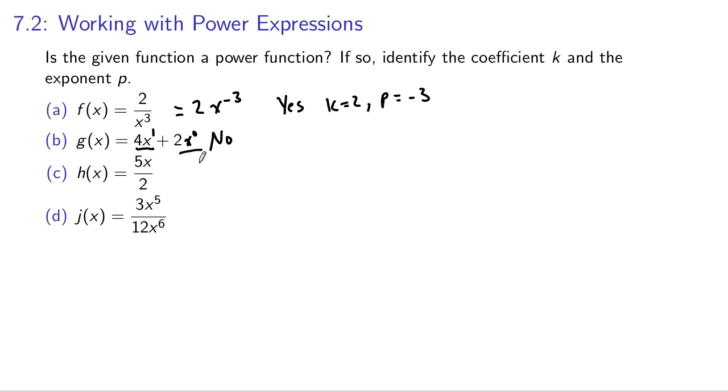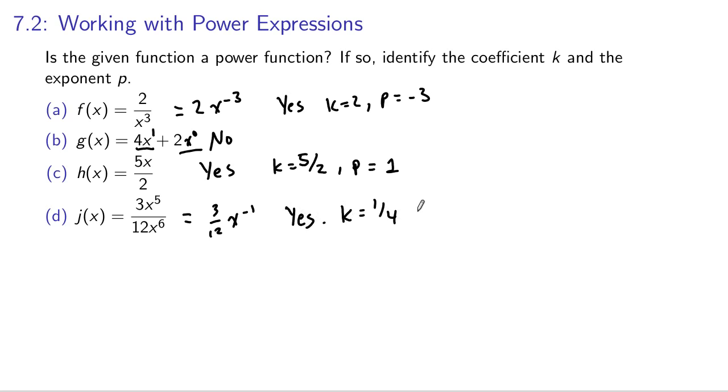Is this a power function? Yes. We can group 5 halves as k, and we can see that the power is implicitly 1. X to the first is x. Is this a power function? Well, let's think about using our rules of exponents. Here we subtract the powers and get x to the negative first. Okay, so that would mean that yes, it's a power function. K is 3/12, which is also 1/4, and p is negative 1.